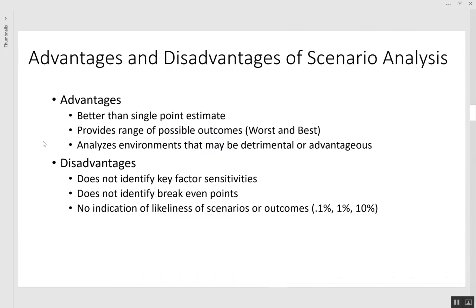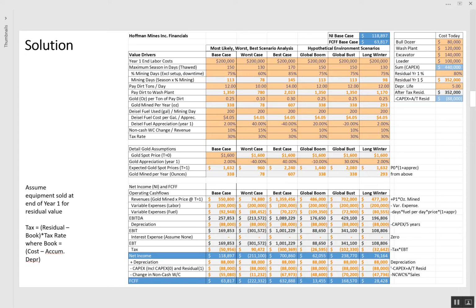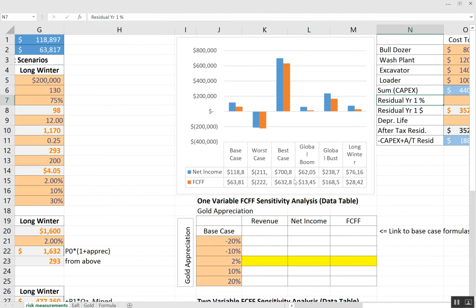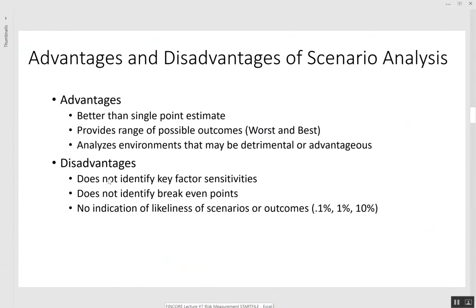So now we're at this point here. We now have our scenarios. We've got the graph there that looks at the different scenarios. And let's talk about what we have so far: the advantages and disadvantages of the scenario analysis. The main advantage is it's better than a single point estimate. A single point estimate doesn't really tell me much, doesn't tell me at all how risky an enterprise is. So the worst and best cases give a range of possible outcomes. And the advantage of doing the scenario analysis is we analyzed the environments that may be detrimental or advantageous to our enterprise.